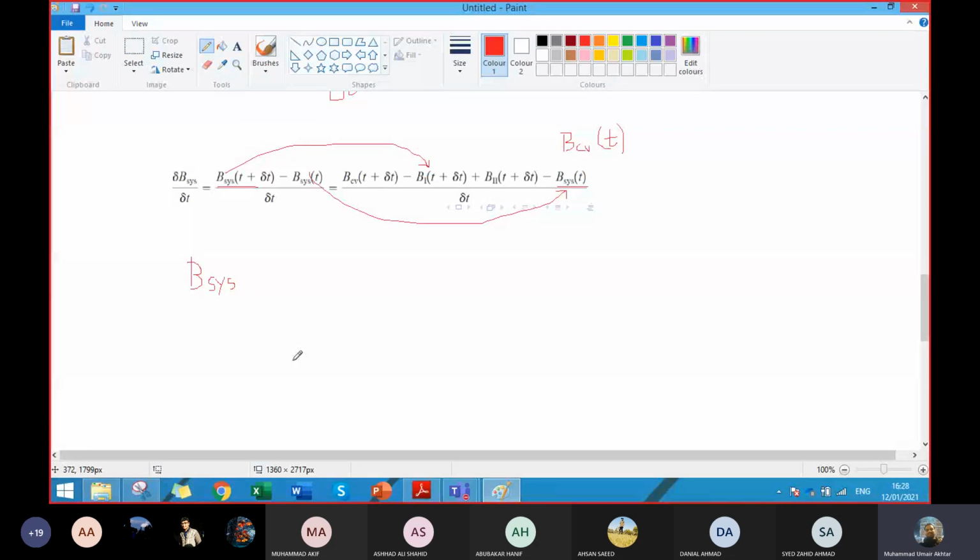So we are trying to have the change in system property, that is delta B system by delta T. The change in system property would be equal to B of system at final time, that is T plus delta T, minus B of system at initial time. Then we divide this by delta T.